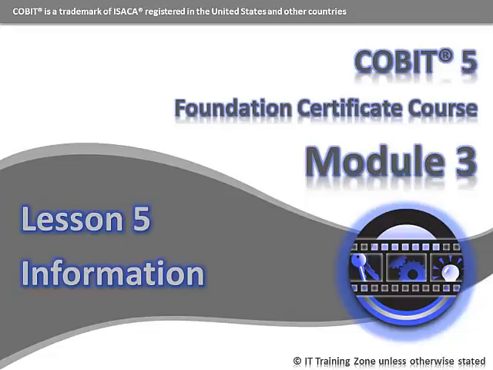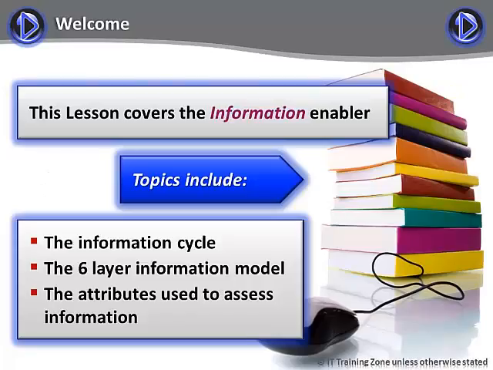The COBIT 5 Foundation Certificate, Module 3, COBIT 5 Enablers, Lesson 5, Information. Welcome to Module 3, Lesson 5, where you'll learn about the Information Enabler. In this lesson, we'll study a number of topics, including the information cycle, the 6-layer information model, and the attributes used to assess information.